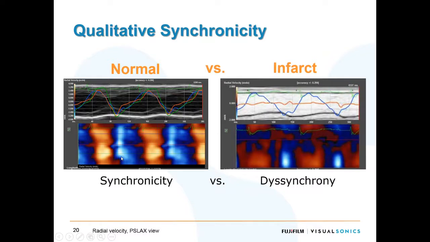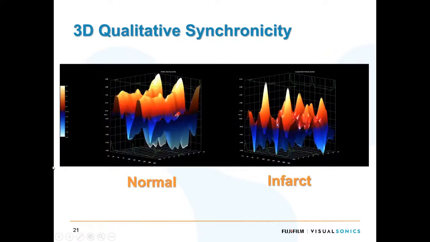If you compare that to, say, an infarcted animal, you can see visually that there is dyssynchrony. We don't have these planes of red and blue that we do in a normal animal. This can also be represented in 3 dimensions using the same sort of heat map in a normal versus infarcted animal, and you can see very clearly the amount of dyssynchrony that's present.